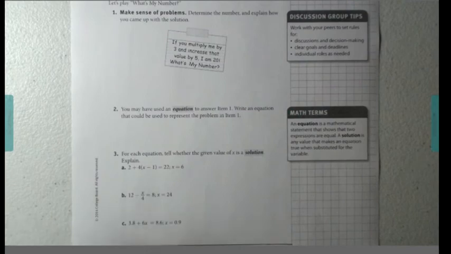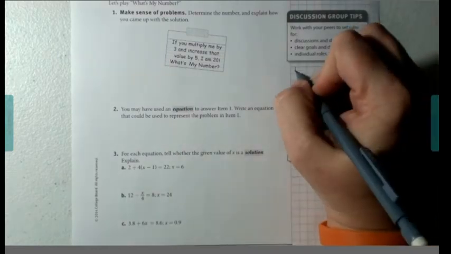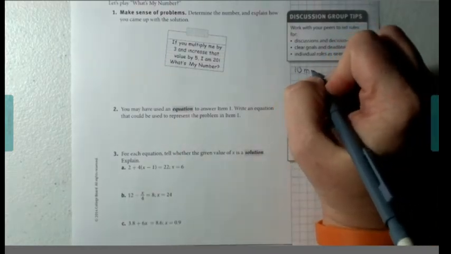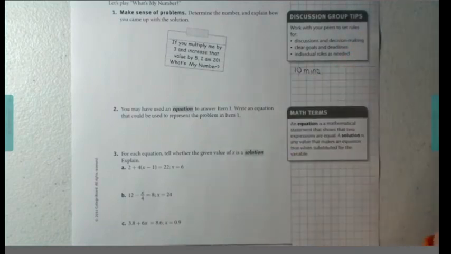If not, explain why. So I'm going to have you take 10 minutes, you and your table mates, to work through the what's my number, come up with an equation, and then determine whether the given values for x are solutions to the equations for number 3. So again, pause the video, 10 minutes time, and work through questions 1 to 3.